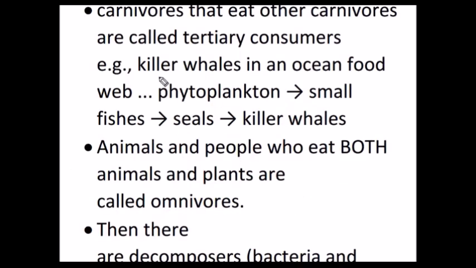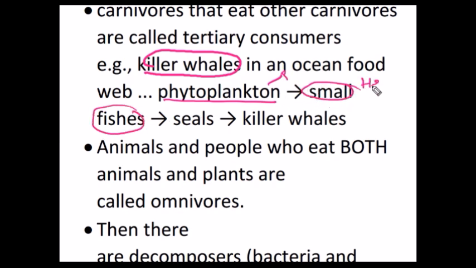For example, look at the killer whale in the ocean food chain. Phytoplankton is the producer. Small fishes are herbivores or primary consumers. Seal, which eats herbivores, is a secondary consumer, and killer whales are the tertiary consumers in the ocean food chain.